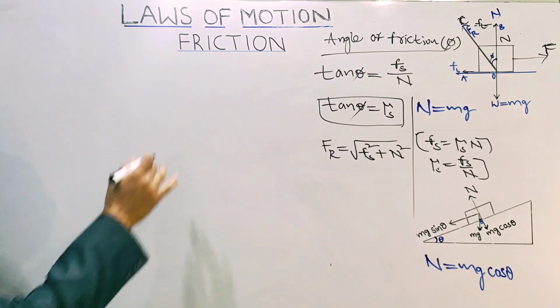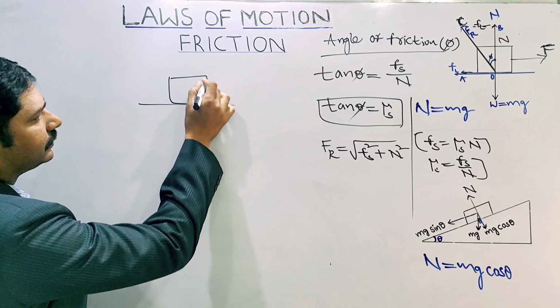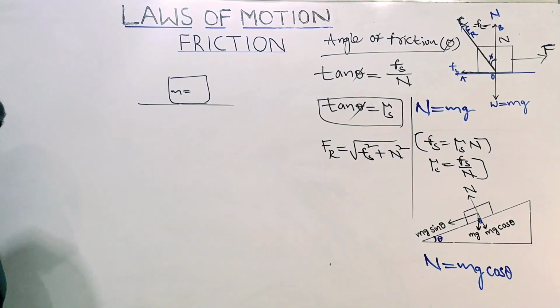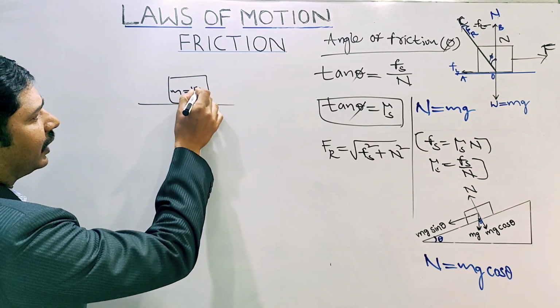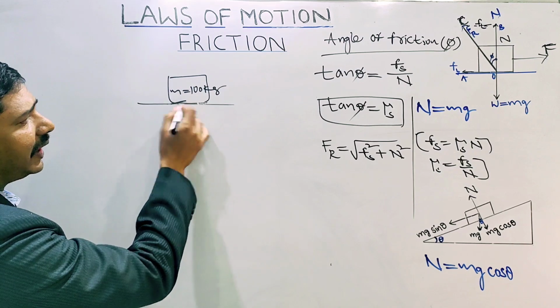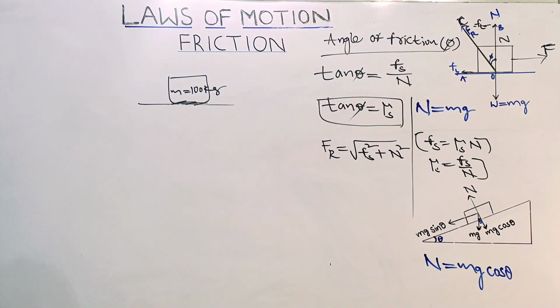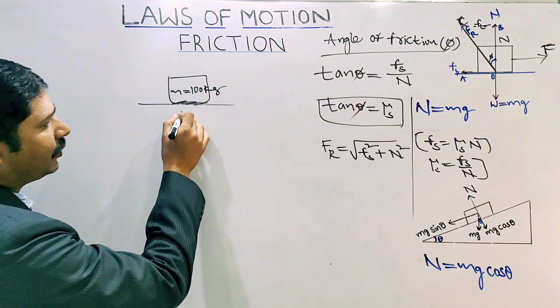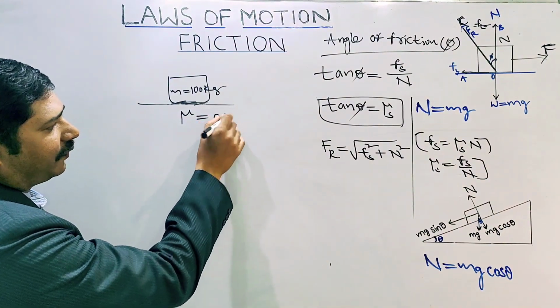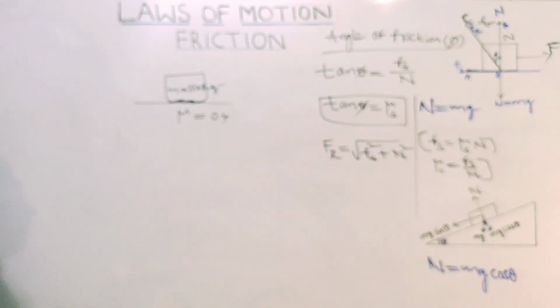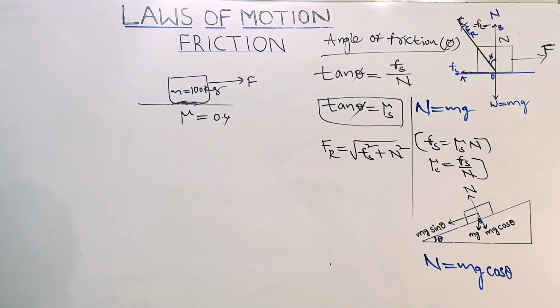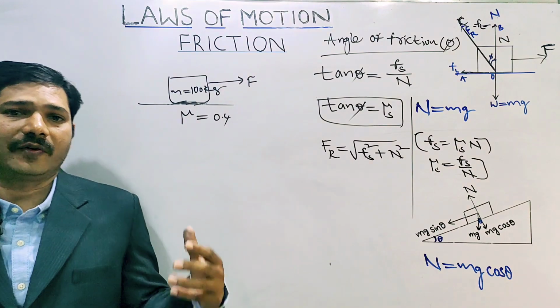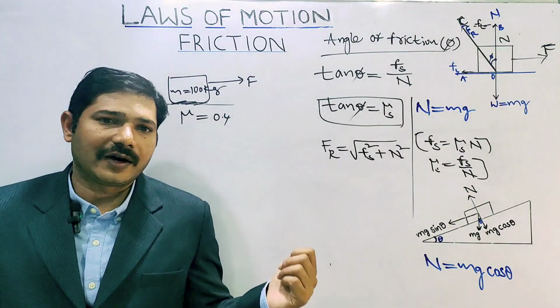So which case is this? Here one block is there, and the mass of the block is given, 100 kilograms. Between the block and the surface, the coefficient of friction mu is also given, 0.4. To push the body, how much force is required? The coefficient of friction and the mass of the block are both given.